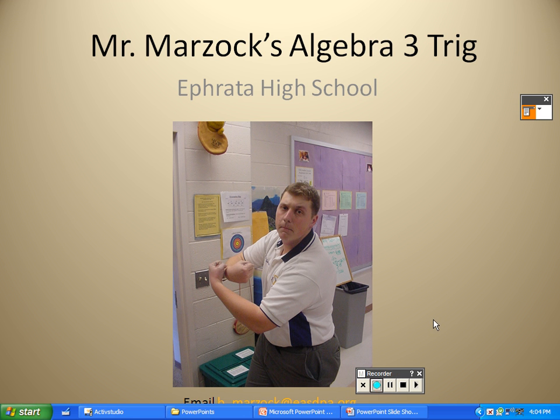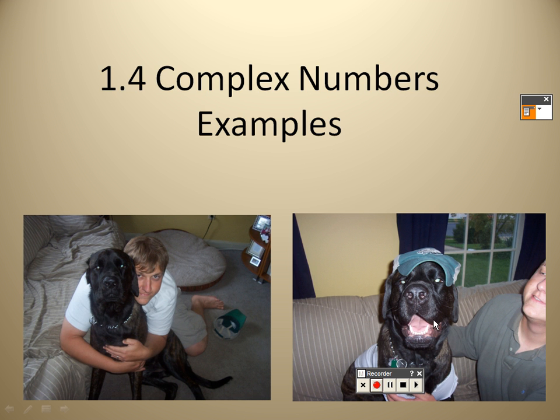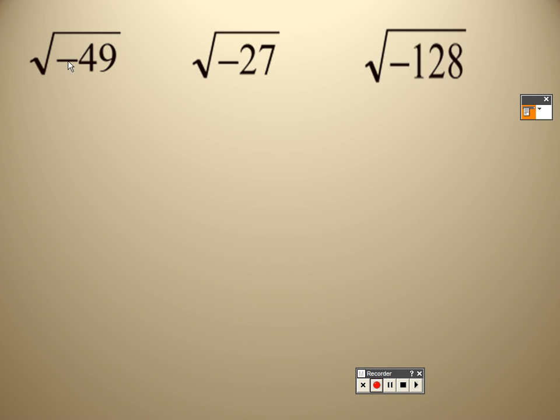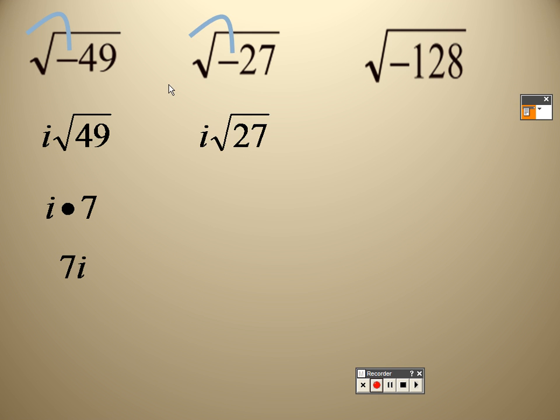1.4 now, examples on complex numbers. So let's take a look here. These are just quick run-throughs. You pull them out. If you pull that out, that's an i. Remember, whenever you have the square root of a -1, that's an i, and the square root of 49 is 7. So that's a 7i. Pull that out, like I said, that's just an i. So whenever you have the square root of a -1, that becomes an i.